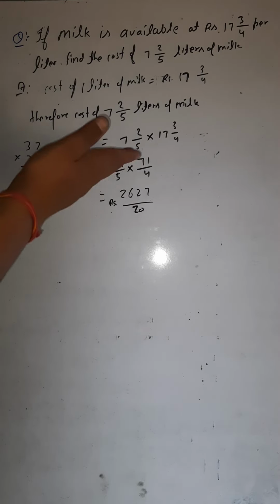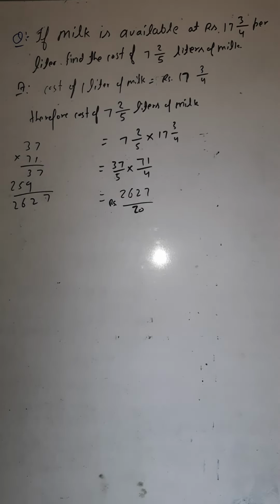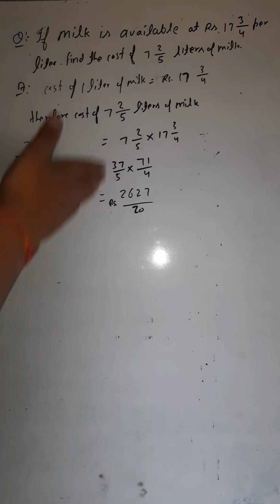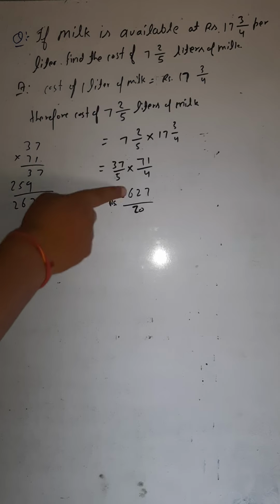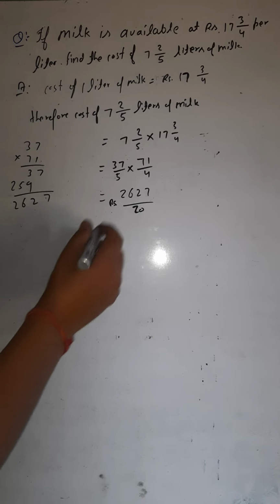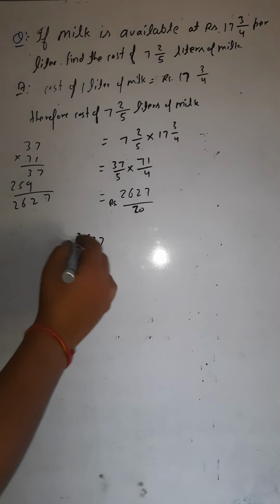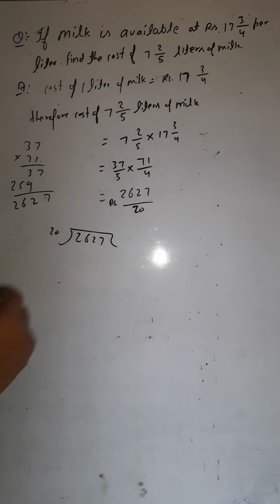Okay, if you are just dividing this again, you would be getting this in the mixed fraction form. Okay, are you getting this? Can you change this into mixed fraction? Just divide this, 2627 by 20. How much times it's going?